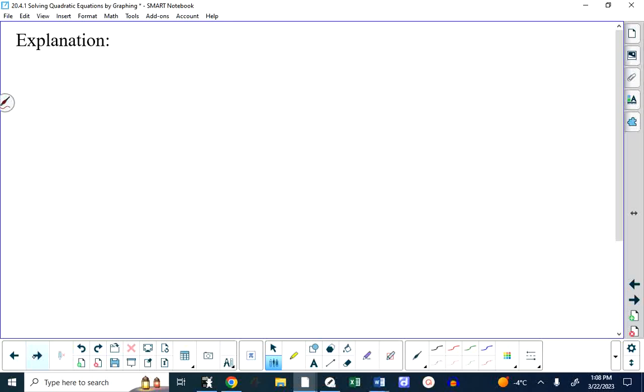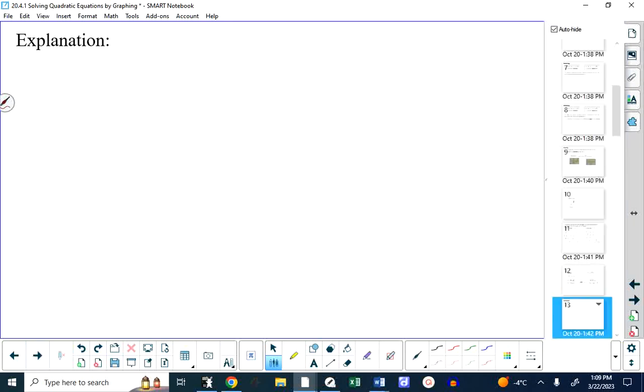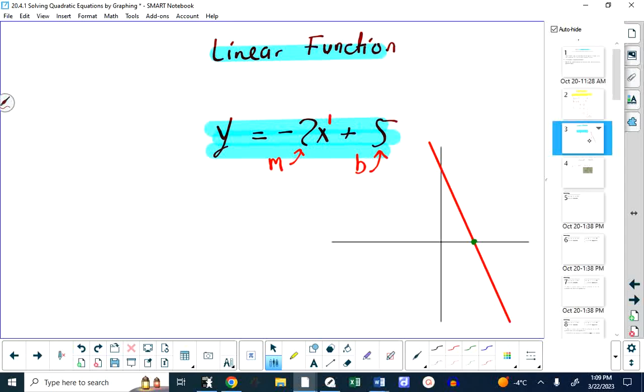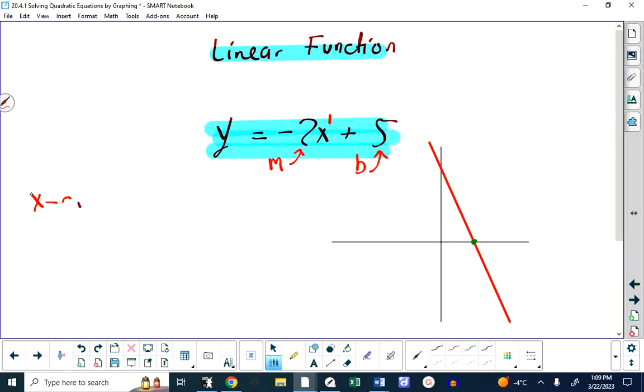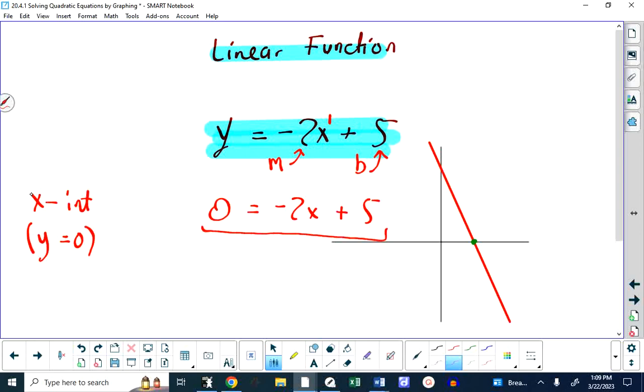Even last year, I'm going to go back in time a little bit here. I gave you, as an example of a linear function, this highlighted blue function. If I said to you last year, what is the x-intercept? You would say, well, any point on the x-axis always has a y value of 0. And this is what you're taught, even back in grade 9, I believe, that you take this and you go 0 equals negative 2x plus 5. I don't care what the solution to this equation is. I don't care what the number is, but it's going to be the x-intercept because you've changed y to 0.